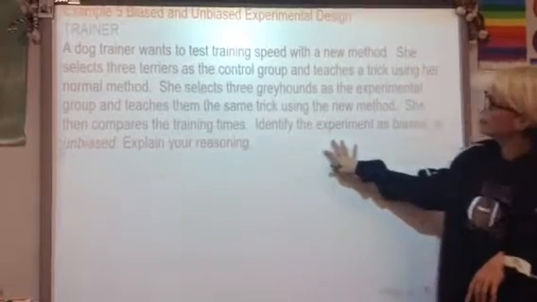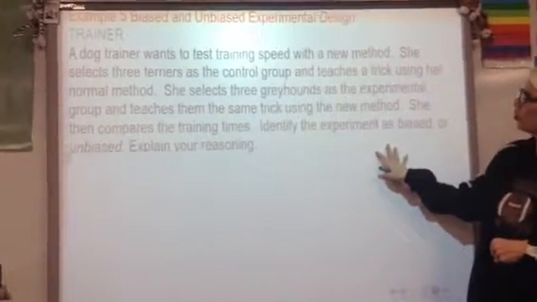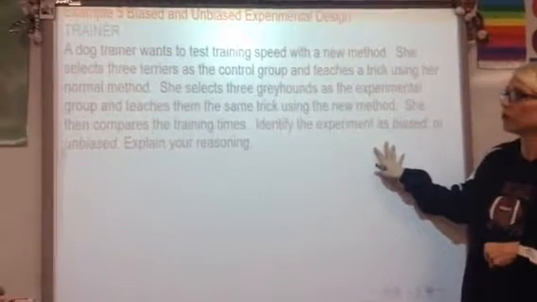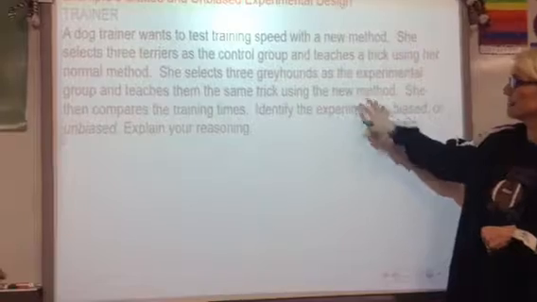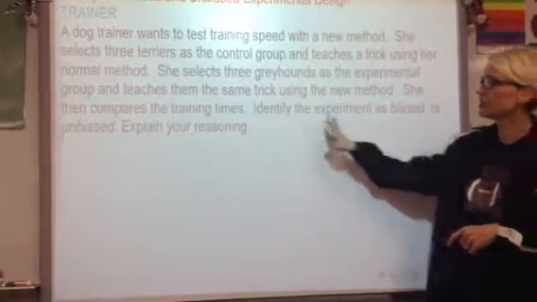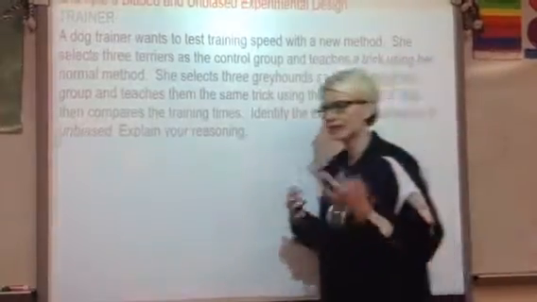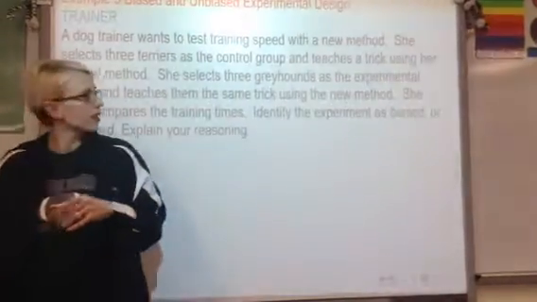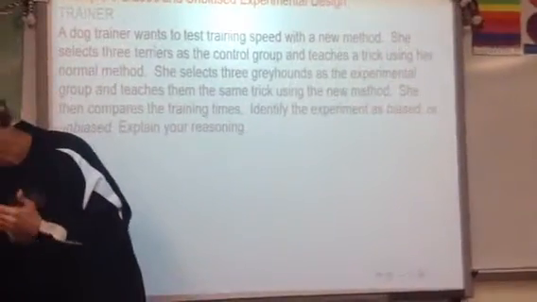A dog trainer wants to test training speed with a new method, and she selects 3 terriers as the control group and teaches a trick using her normal method. She selects 3 greyhounds as the experimental group and teaches them the same trick using the new method. She then compares the training times. So we have to know if this is biased or unbiased and then explain why we feel so. Well, if you look at her sample and her population, she is picking these certain animals.